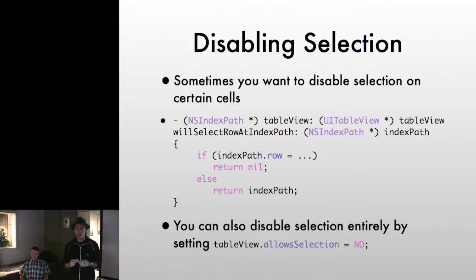If, for some reason, you want every cell in your table view to not be selectable, there's a property on the table view that just allows you to disable selection entirely.